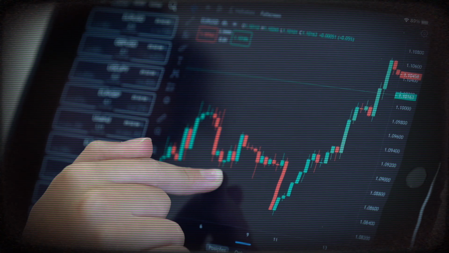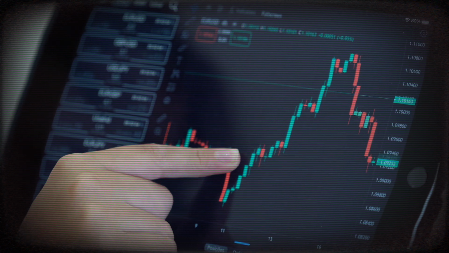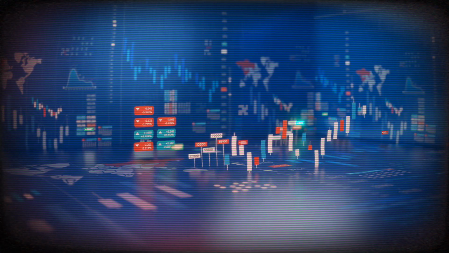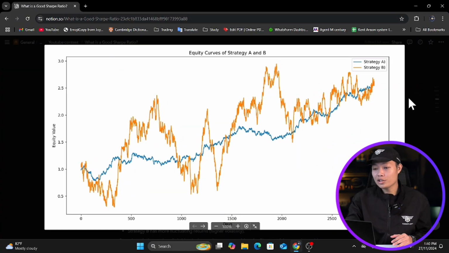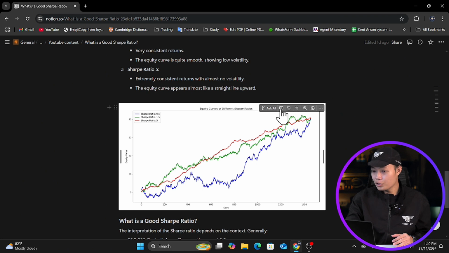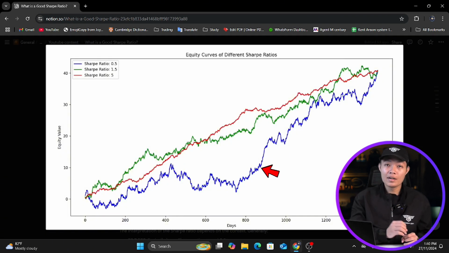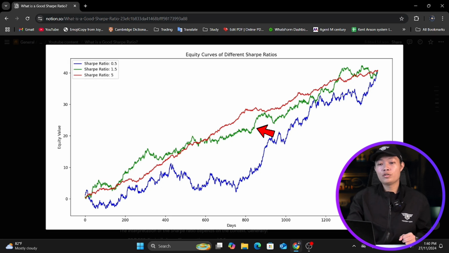The Sharpe ratio considers the volatility inside your average returns, actually quantifying the risk you put into the investment against the result you get from it. So the larger the risk, the larger the volatility of your portfolio, the lower the Sharpe ratio. To have a clearer look at how it works, I prepared some different Sharpe ratios. As you can see here, we have a Sharpe ratio of 0.5, 1.5 and 5.